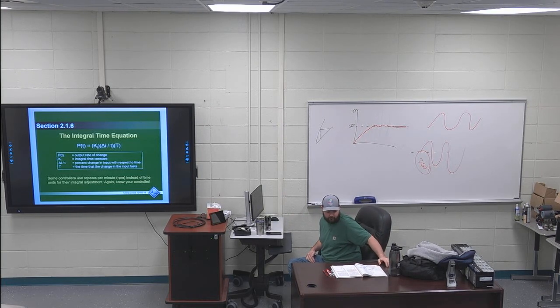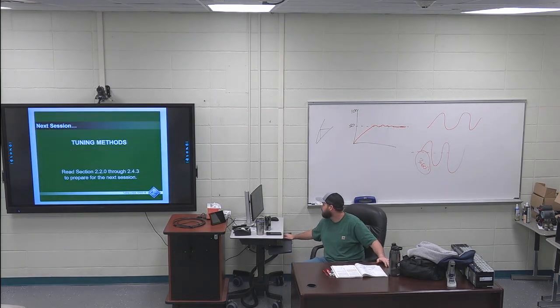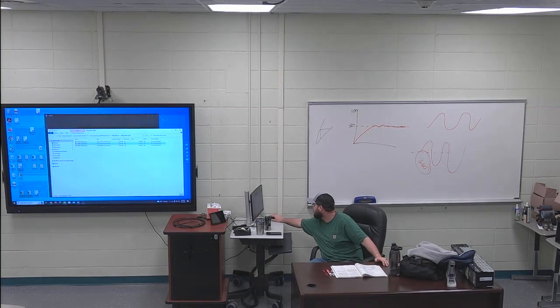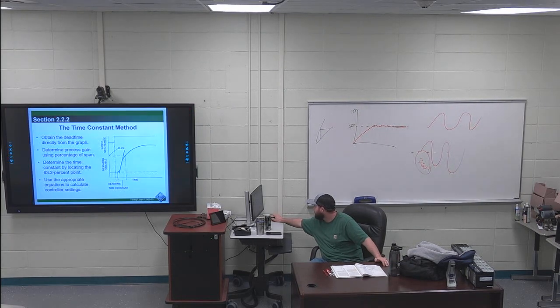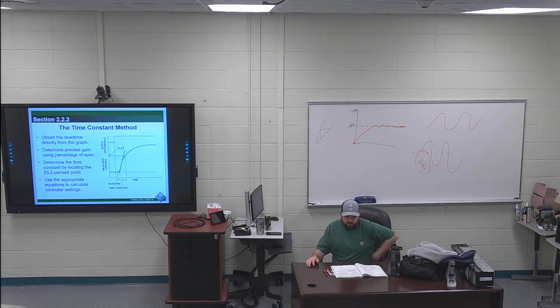On pages 12 and 13, going into section 222, time constant method. Second paragraph, first 2 sentences are highlighted in 222. The first method is shown in figure 9 and is referred to as the time constant method. The information required from this process reaction curve is the time constant, process gain, and dead time.